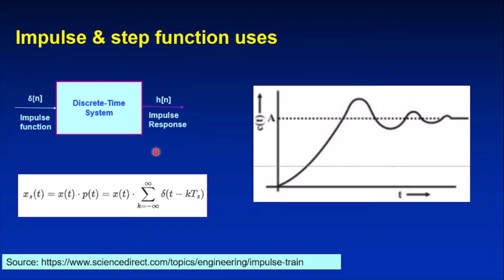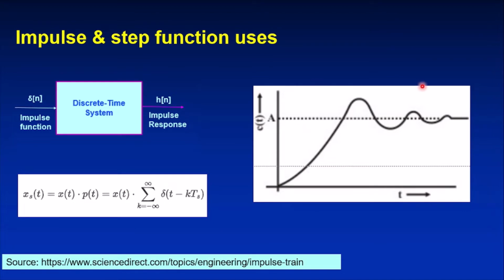The second use of the impulse function is in sampling. As you can see in this particular expression, the sampled signal can be obtained from an analog signal by multiplying it with a train of impulses as shown here. So this is the train of impulses. This is the sum of shifted impulses, and that gives you a train of impulses, which is multiplied with the analog signal x of t to get a sampled signal. So this is another use of the impulse function.